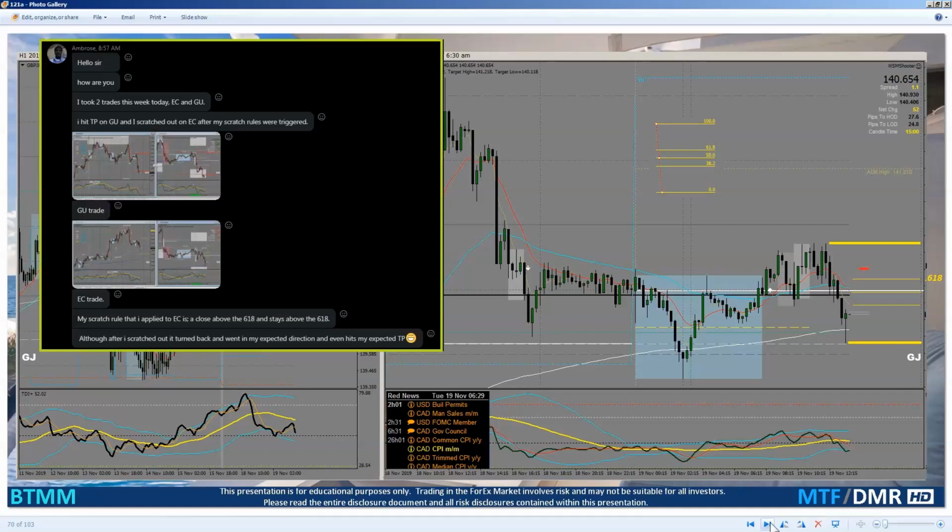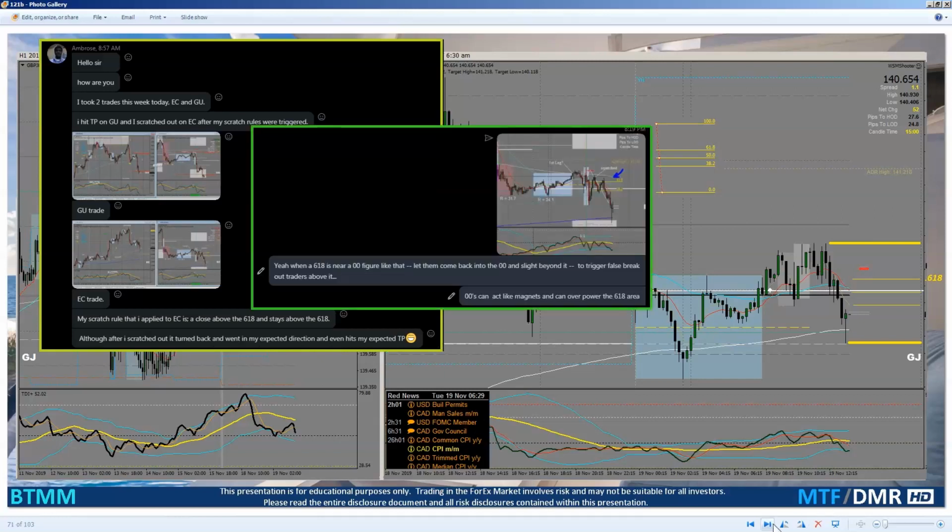Okay, so I got this question from my buddy Ambrose. Took 2 trades this week, EC and GU. I hit TP on GU and scratched out of EC after my scratch rules were triggered. EC trade, my scratch rule that I applied to EC is a close above the 618, and price stays above the 618. Although after I scratched, it turned back and went into my expected direction and even hit my expected take profit. Okay, so I answer him, and I do a little drawing here.